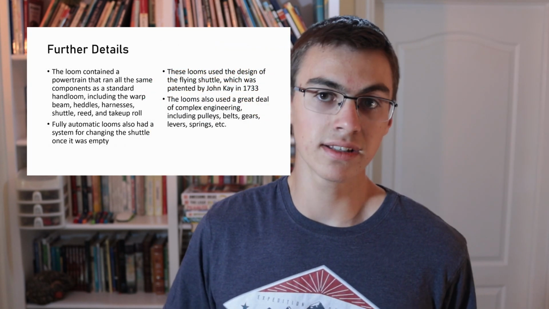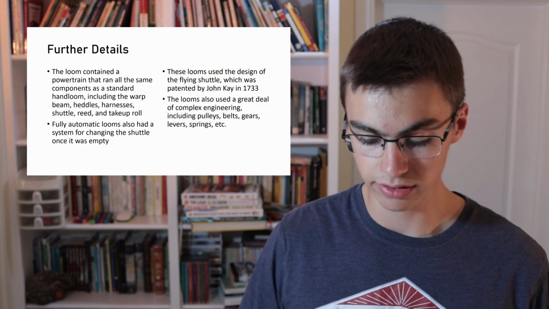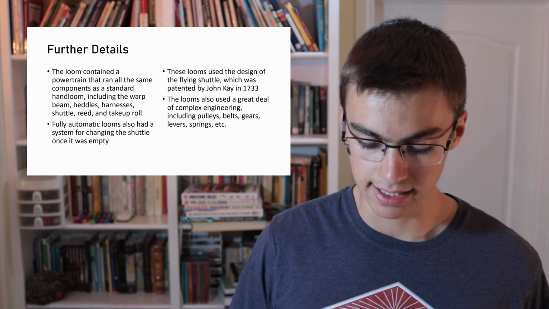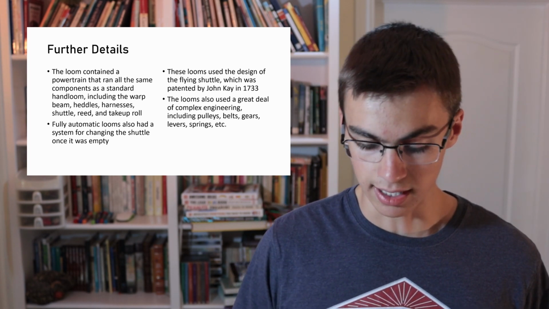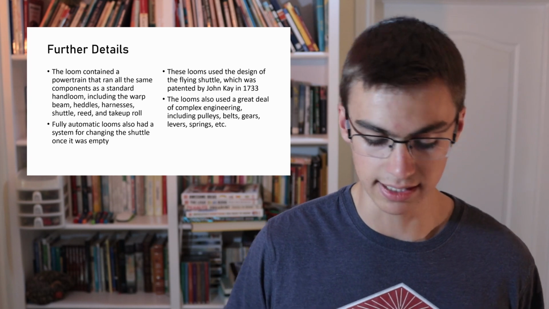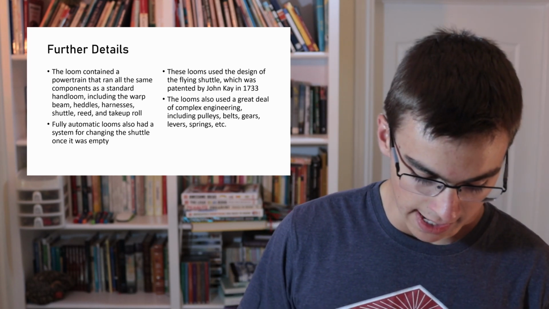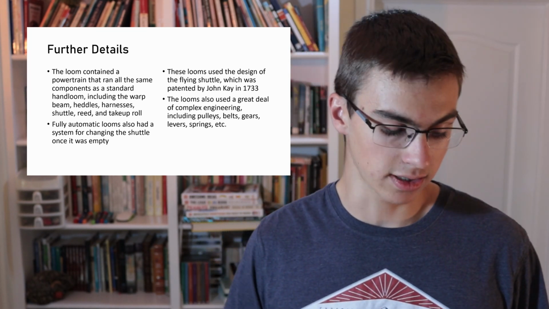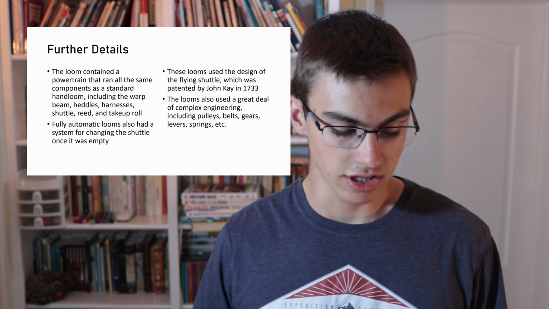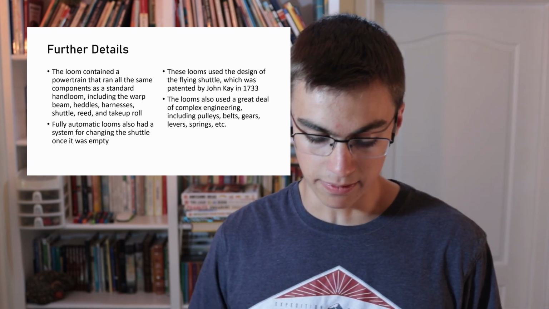So these looms basically worked the same as manual hand looms, and they contained power trains that ran all the same components, so things like the warp beam, heddles, harnesses, shuttle, reed, and take-up roll. And then those fully automatic looms I talked about, those also had a system for changing the shuttle once it ran out of thread.